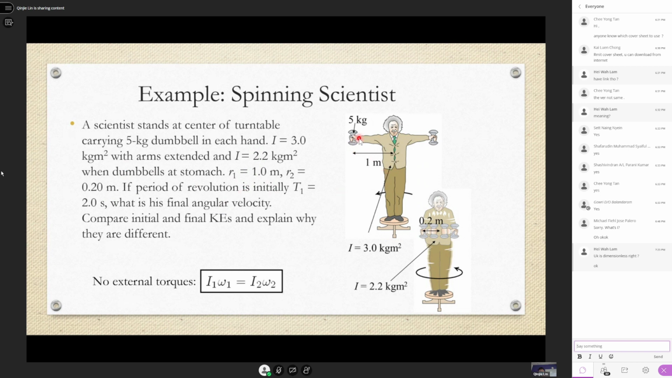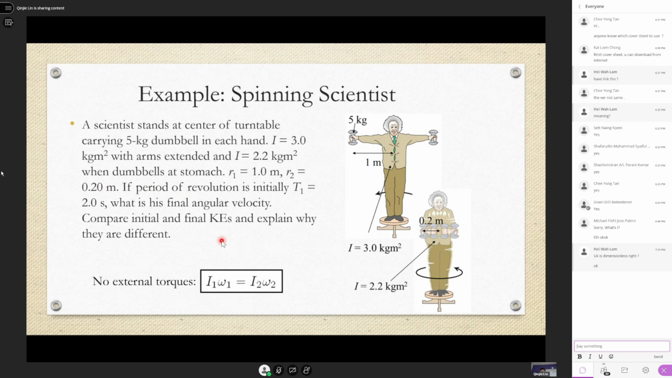So basically R1 is when he's spinning, the distance from the dumbbell to the center of rotation, and that's 1 meter. After that, when he's spinning, he pulls the dumbbells closer to him, so the distance from the dumbbell to his center of rotation is reduced to 0.2. They tell you the period of revolution is initially 2 seconds, so T1 equals 2 seconds. What is the final angular velocity?